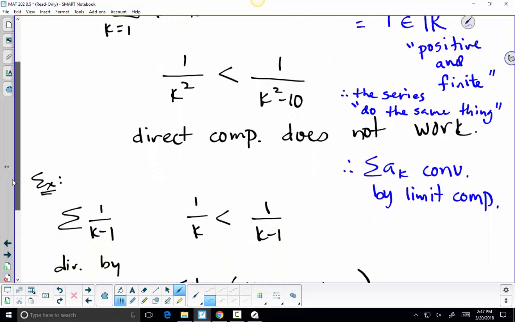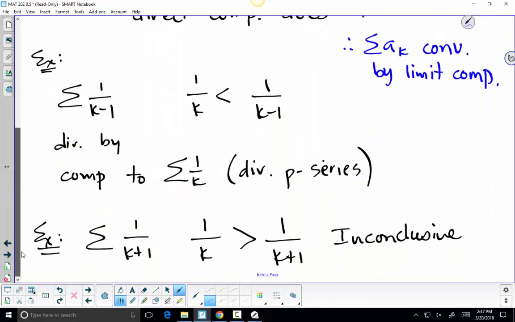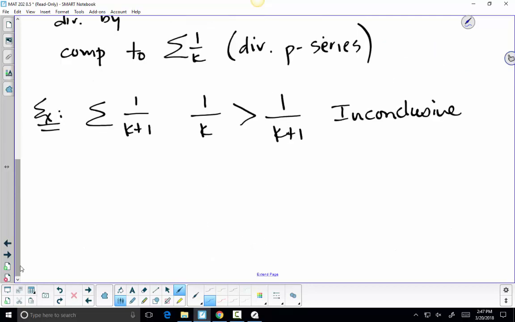All right, so let's check this one. So here's our inconclusive one. The series we're investigating is this one. So we're going to take the limit of our A sub K divided by b sub k, which means multiply by the reciprocal. And what's that limit? 1.